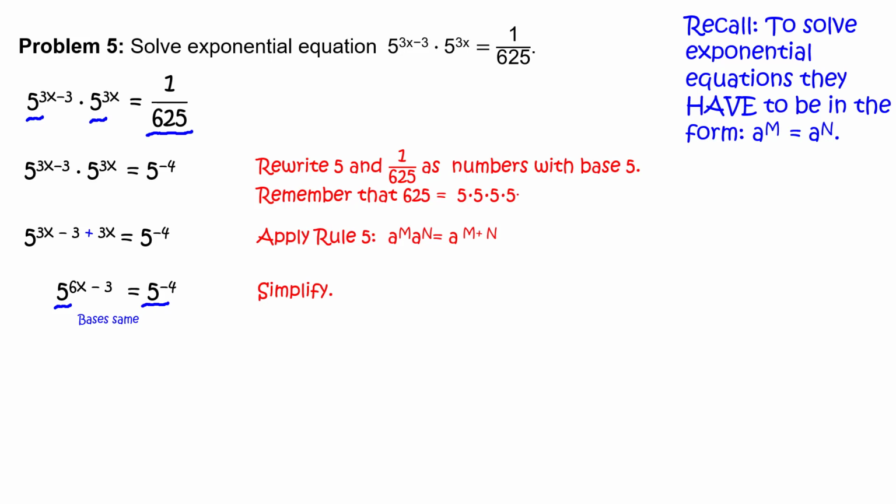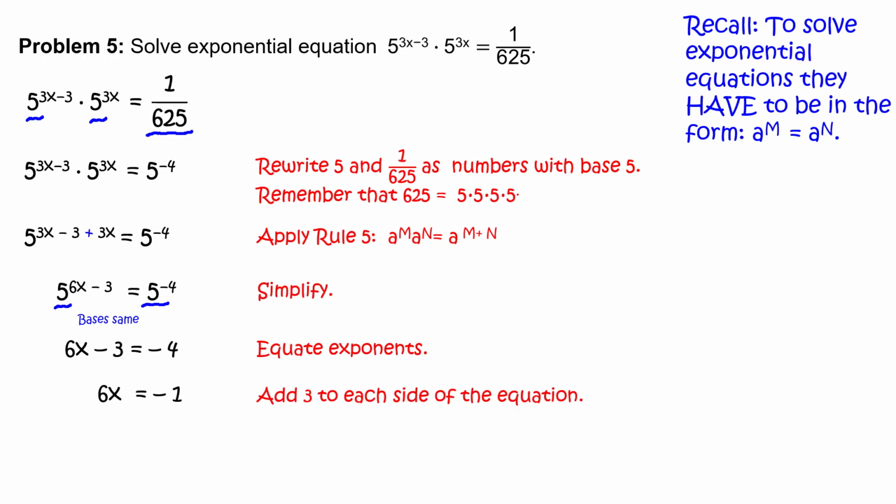Okay, now I have the same bases. So what I can do is just equate exponents. If the bases are the same, the exponents must be the same too. So 6x minus 3 equals negative 4. And now you just have a two-step linear equation, which you know how to solve.